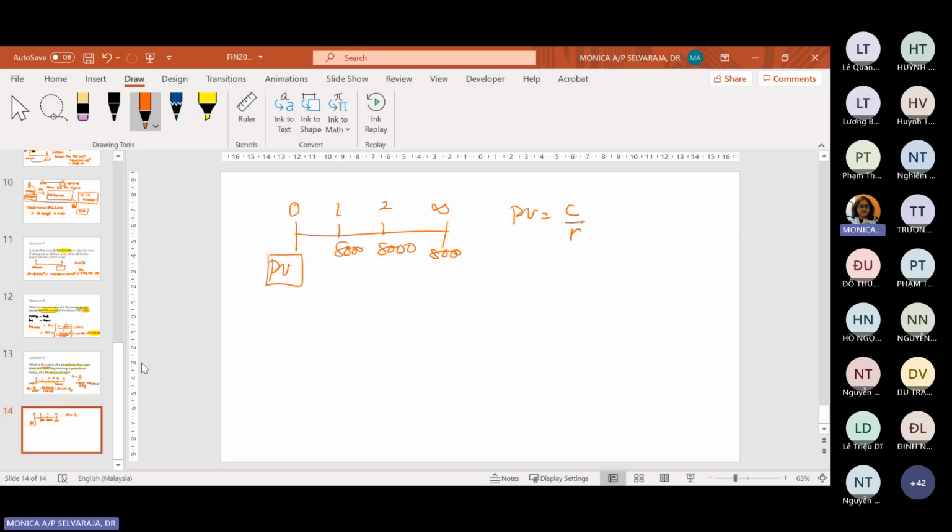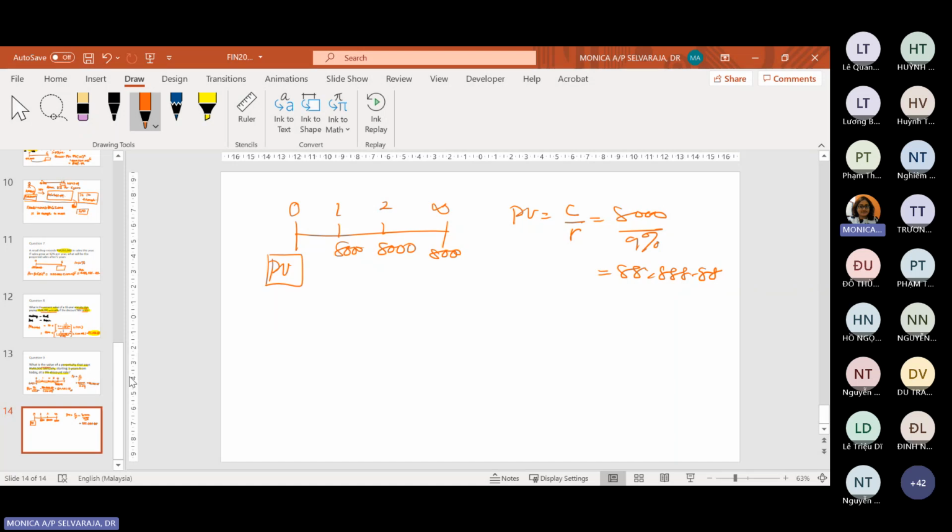C divided by R. I'm calculating to the 0.0. So C is 8,000. R is 9%. This is what we are doing now. So we will get our answer 88,888.88. So now we are starting from the fifth year.